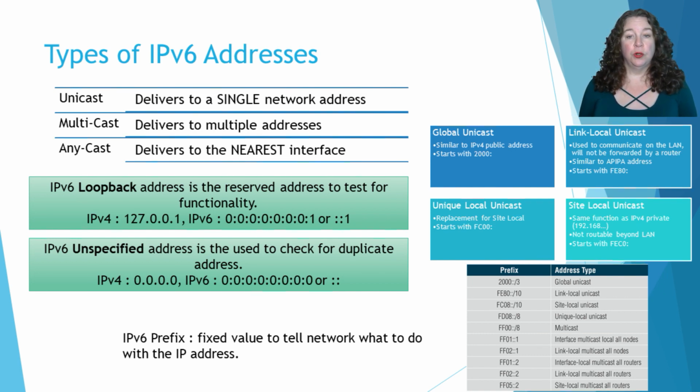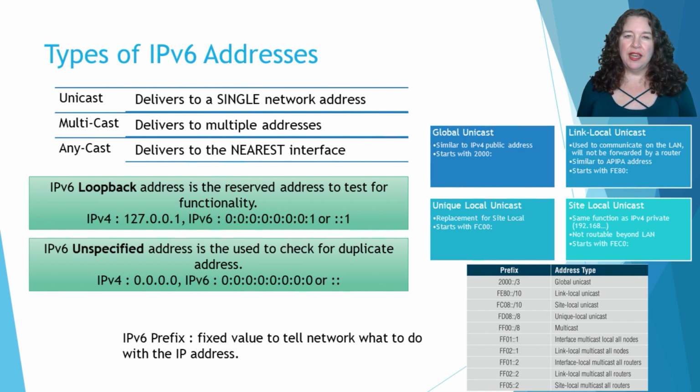A unique local unicast is a replacement for the site local. So let me explain what site local is. Site local technically has the same function as an IPv4 private 192.168, again, not routable beyond the LAN, and it always starts with an FEC0. Site local stopped getting used, and we've kind of replaced it with unique local. So they're similar. They do the same functionality. But the unique local starts with FC00 instead of FEC0. All of those prefixes are in your book, and they're also listed out here, what the different prefixes mean.